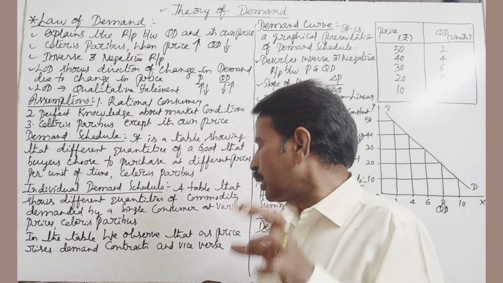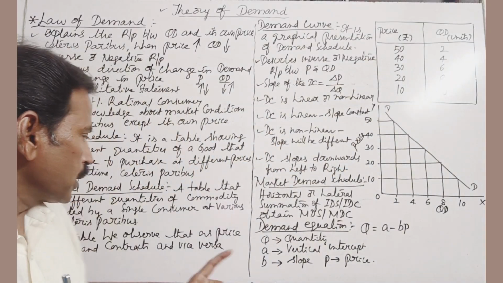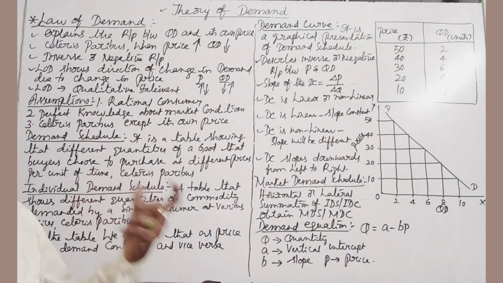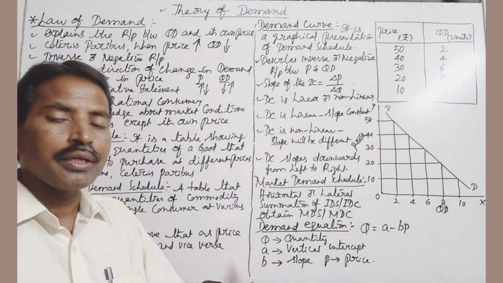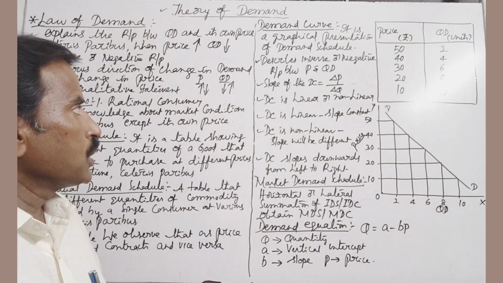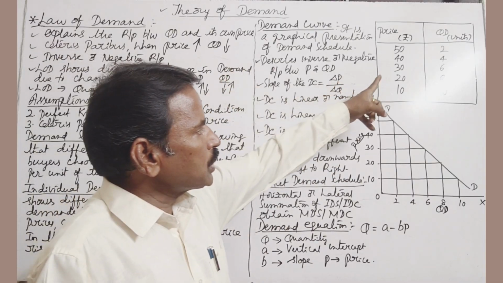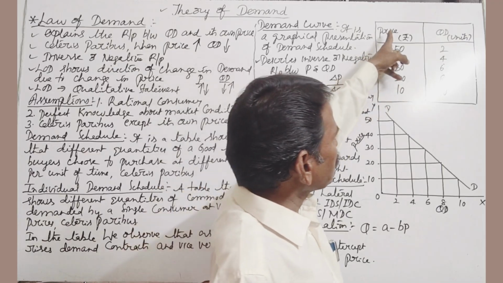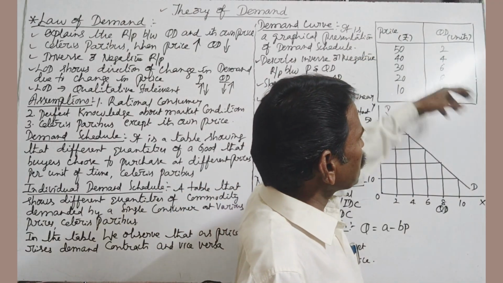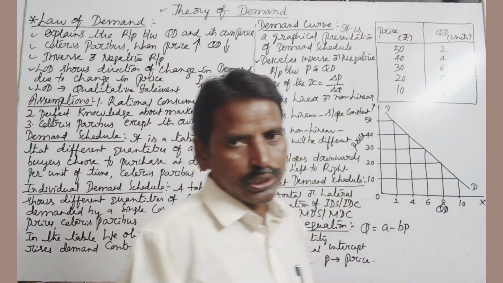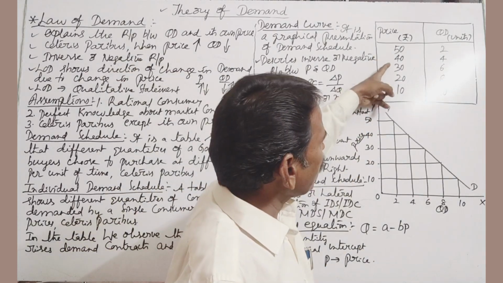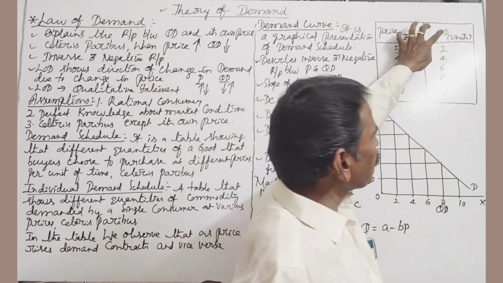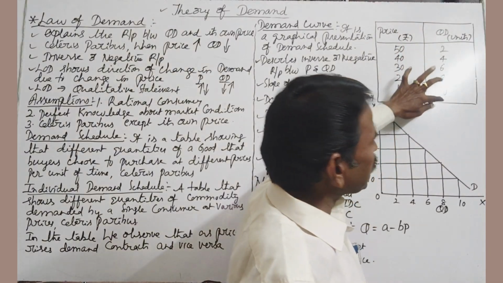In the table we observe that as price rises, demand contracts, and vice versa. Price falls, demand expands. Next, this is the hypothetical demand schedule. There are two columns, price in rupees and quantity demand in units. Price 50, 40, 30, 20, 10. Price falls. What about quantity demand? 2, 4, 6, 8, 10.